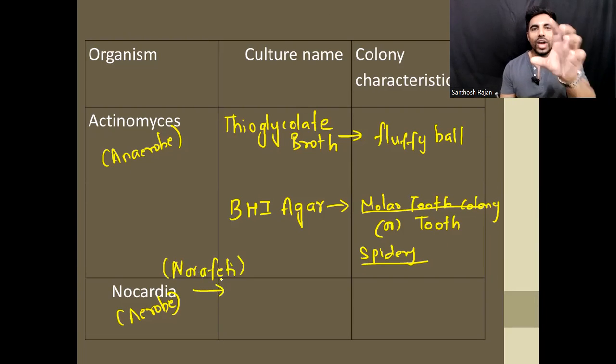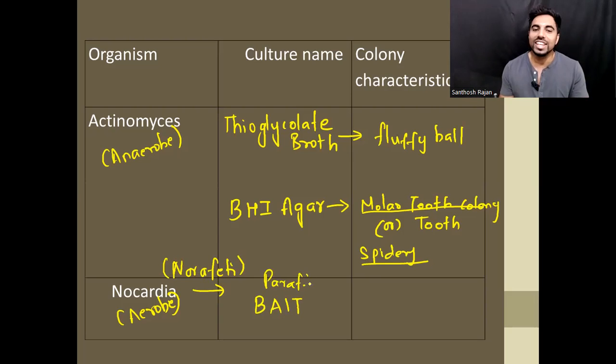So if you want to have her, what to do? How to catch her? Everybody puts water, they put a bait, okay? So which bait is it? This is paraffin bait. For nocardia, there's a technique called paraffin bait technique. This can be a question. It's been asked in your PG and previous AIIMS and PGI Chandigarh exams, it was commonly asked. So please remember, paraffin bait.